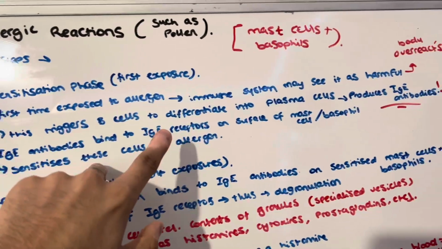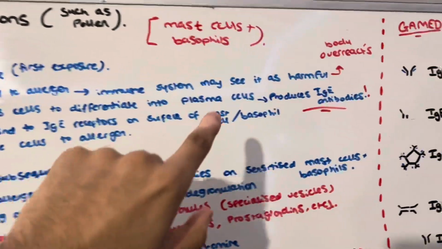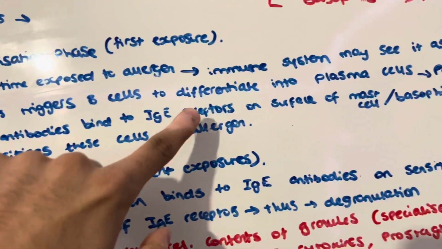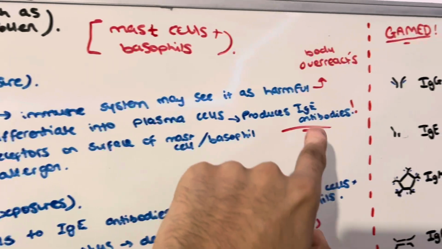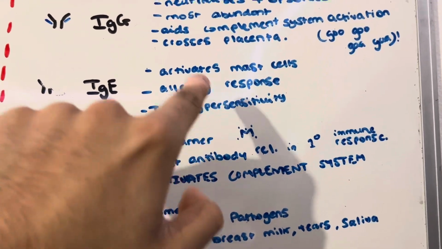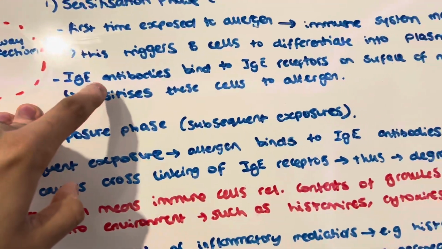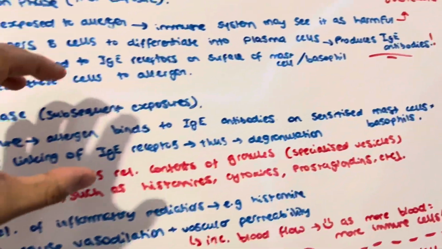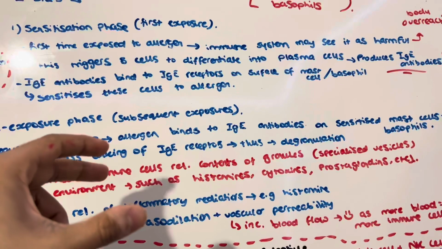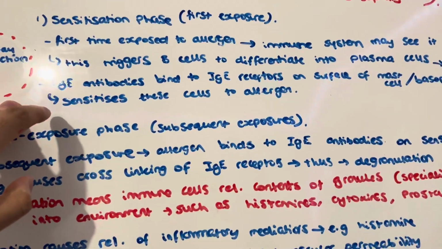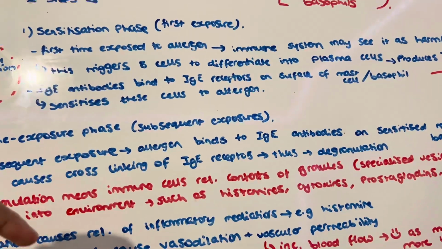The first time it's exposed to the allergen, the immune system may see it as harmful. For this reason, the body would overreact. This would trigger B cells to differentiate into plasma cells, thus producing our IgE antibodies. Remember IgE, we're talking about allergy responses, and it also activates the mast cells. Our IgE antibodies would bind to the IgE receptors on the surface of the mast cell or basophil. So basophils and mast cells have the IgE receptors on them, and the antibodies would bind to these, and this would allow the cells to become sensitized to the specific allergen.